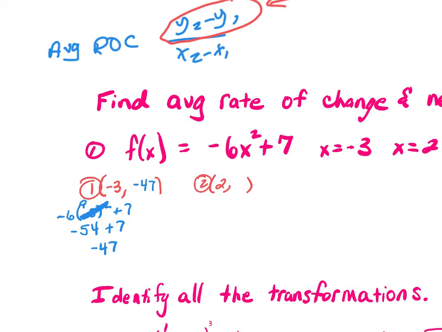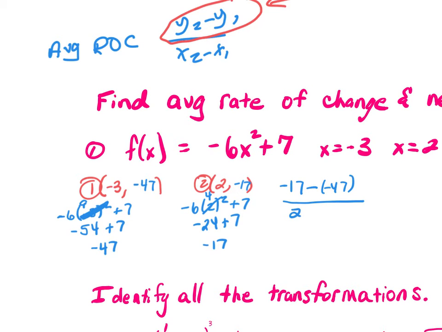So now the second thing I'm going to do is evaluate with 2. So I have -6 times 2 squared plus 7. What's 2 squared? 4. 4 times -6 is -24 plus 7. What's -24 plus 7? -17. So now I'm going to take y2 minus y1. So I have -17 minus -47. Agreed? Yes or no, guys? Yeah.